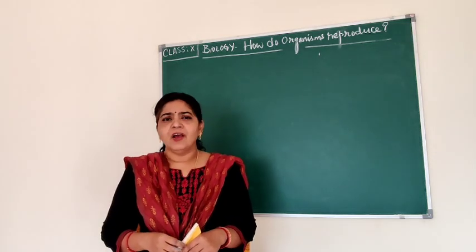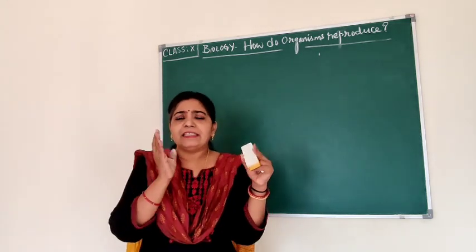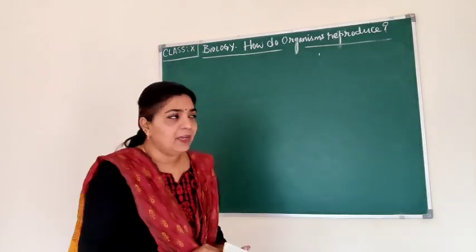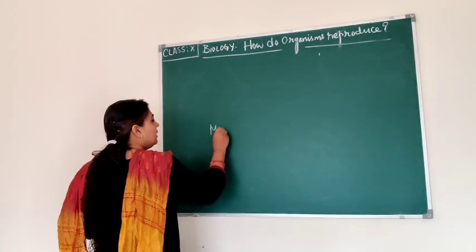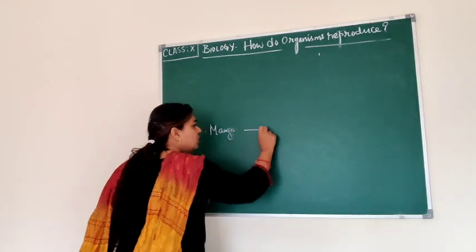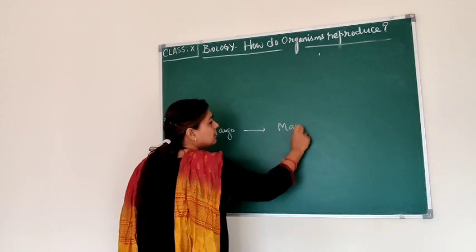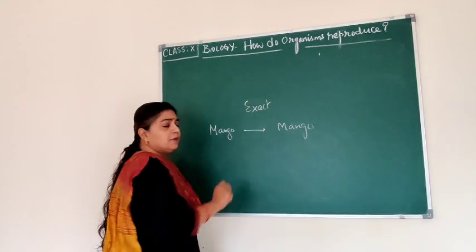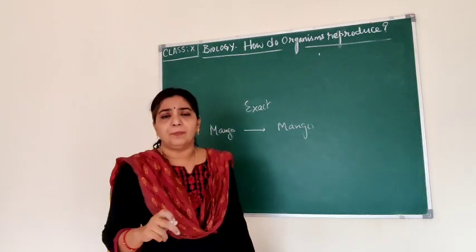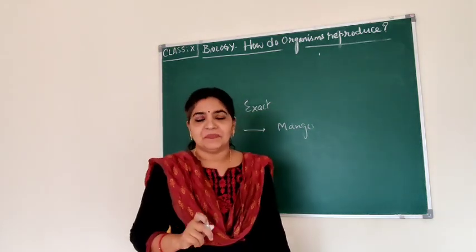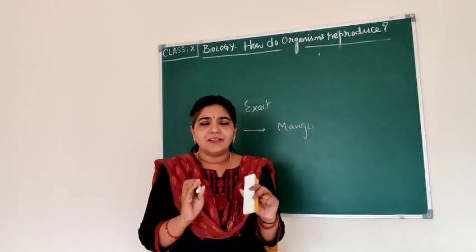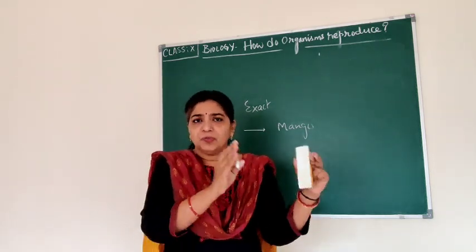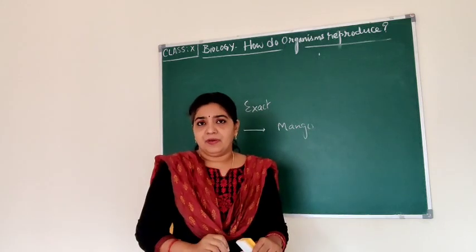Have you wondered how they make this exact copy of themselves? If there is a mango tree, the mango tree will give rise to a mango tree only. It forms an exact copy. How does it form this exact copy? There should be a mechanism, isn't it? There should be a mechanism which will help in making that young one similar in appearance.